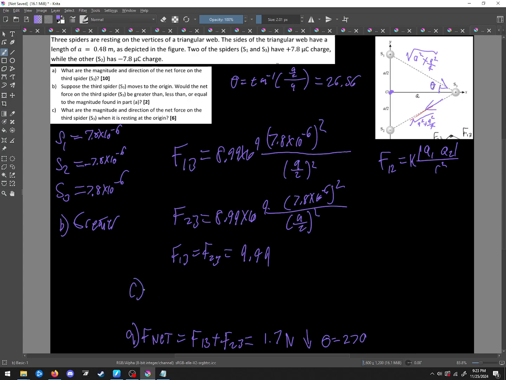So then it's asking net force. So for C, F net equals F13 plus F23, which equals 18.99 newtons. And this is just going to be straight up and down. So then the direction here would be positive, would be repelled in it. So it would just be 270.